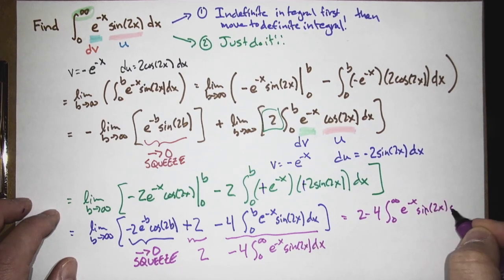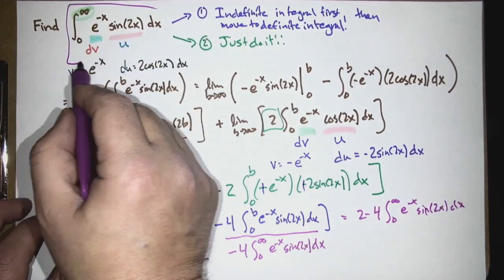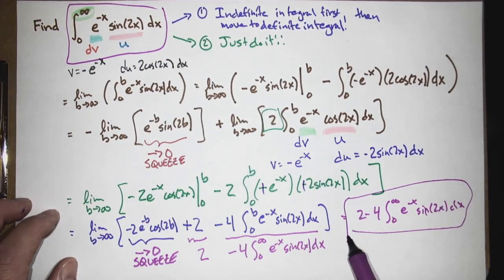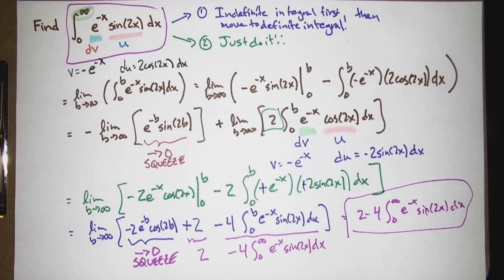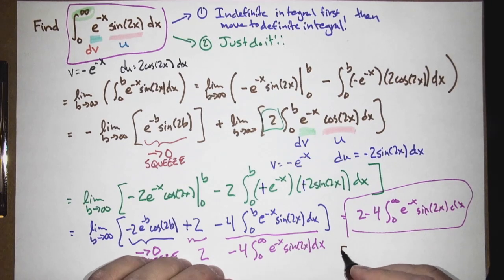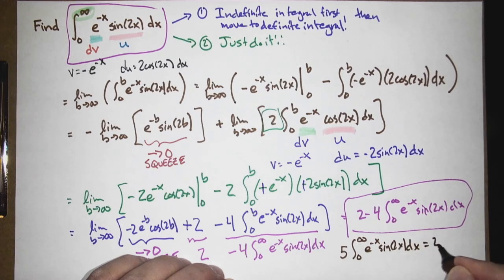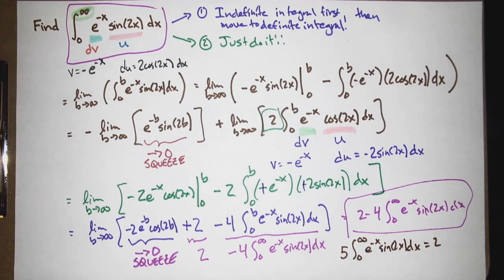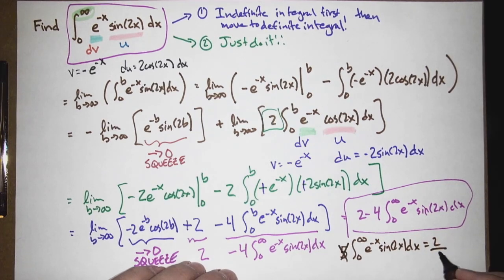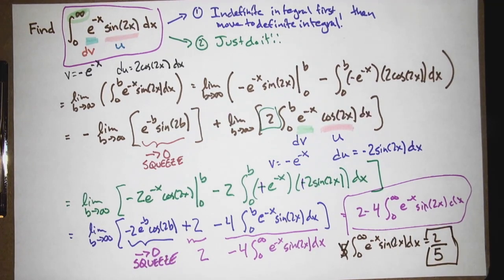Now, why do I do all this? We started here. We're now up to here. What's the next step? Yeah, we can add this to both sides so that we get 5 integral 0 to infinity e to the minus x sine of 2x dx equals 2. And then what? Divide by 5. So there's our answer, 2/5.